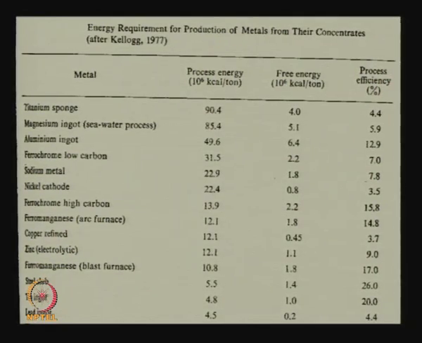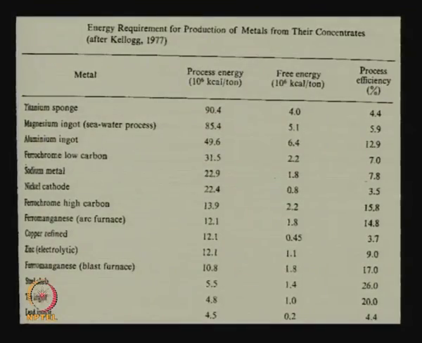Now, the table I had shown had figures all jumbled up, and you have to ignore that table. I cannot delete it from the recordings, because that has already been recorded. Please look at this table, which makes things simpler. Here, these are the products that we are producing in an industry, and I am showing here energy requirements for production of metals from their concentrates and comparing with free energy.